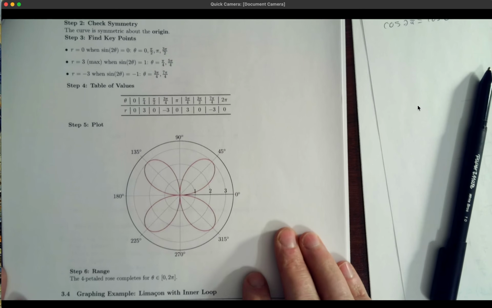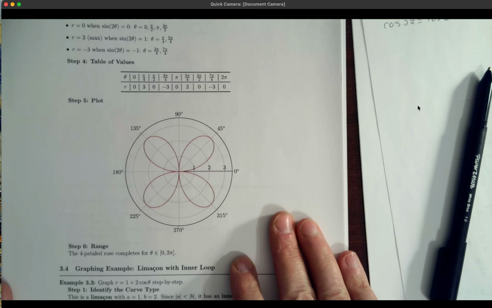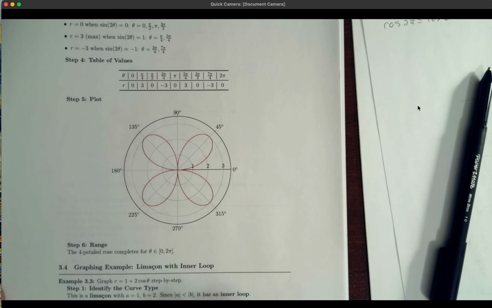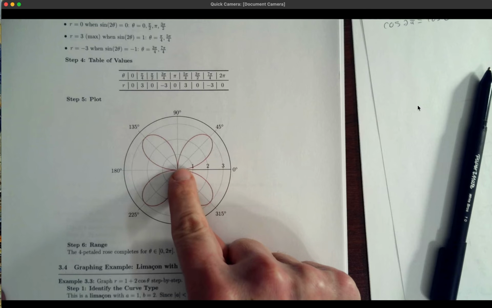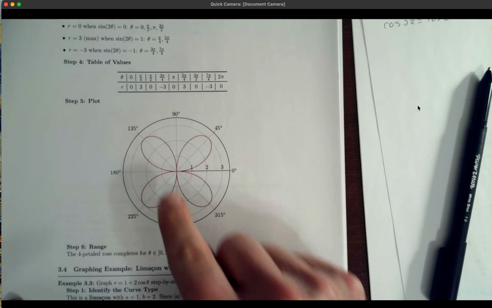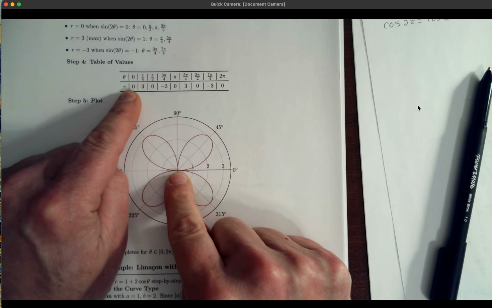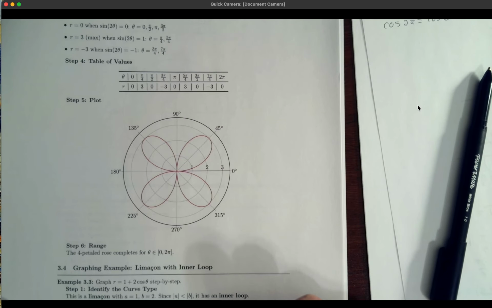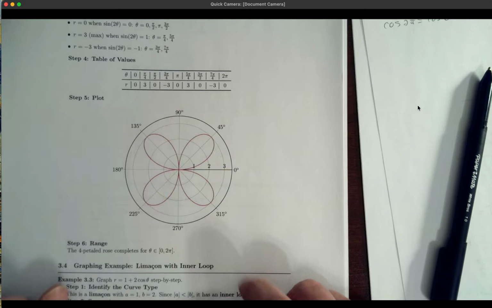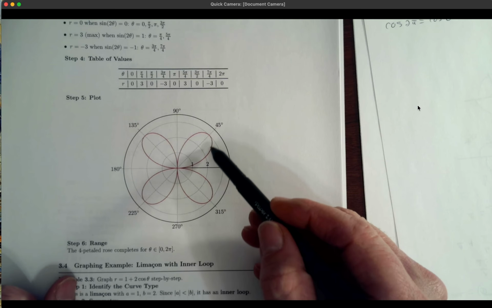All right, so here's the table of values. And you get quite an interesting looking graph. Why does it do this? Well, when theta is 0, r is 0, so you start at the pole, and by the time you get to pi over 2, you're back to 0 again. So you've basically traced this first petal here.